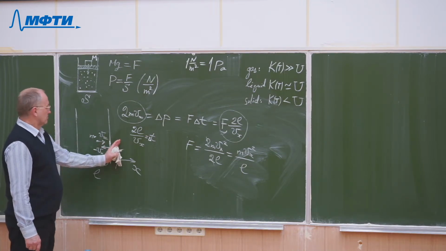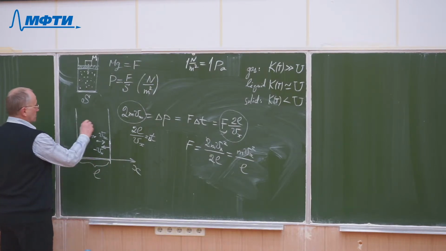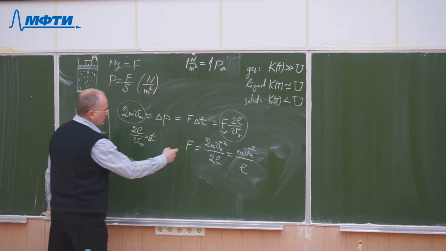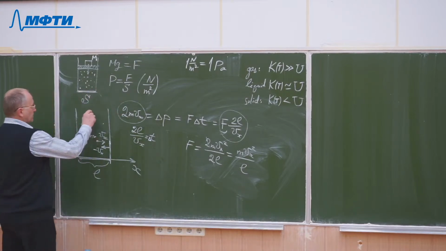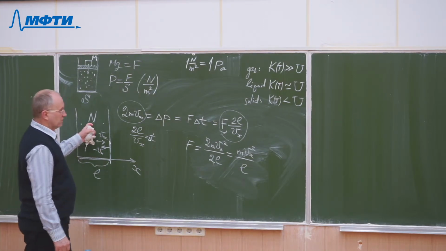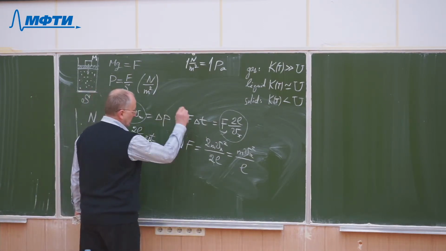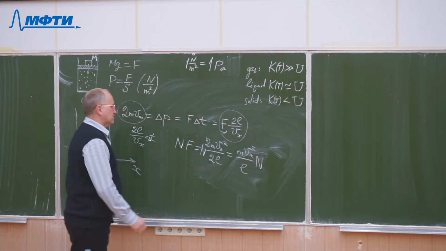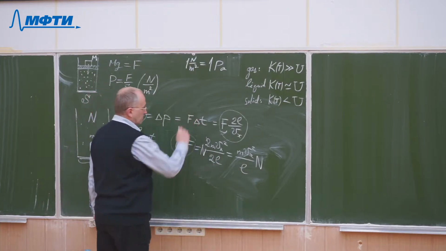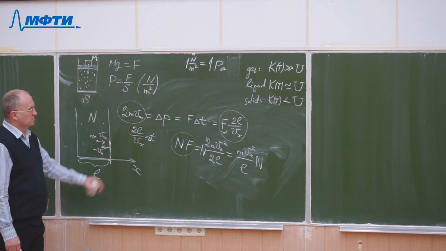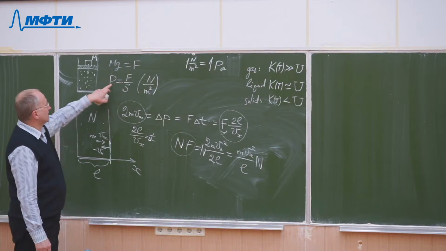If there are many molecules, like billions and billions of molecules here, and each single molecule exerts this force F, and the total number of molecules is n, then the total force exerted by all the molecules will be n times larger. We will have to multiply this by n. That will be the total force exerted by all the molecules on the side wall. But actually we don't need force, we need pressure.